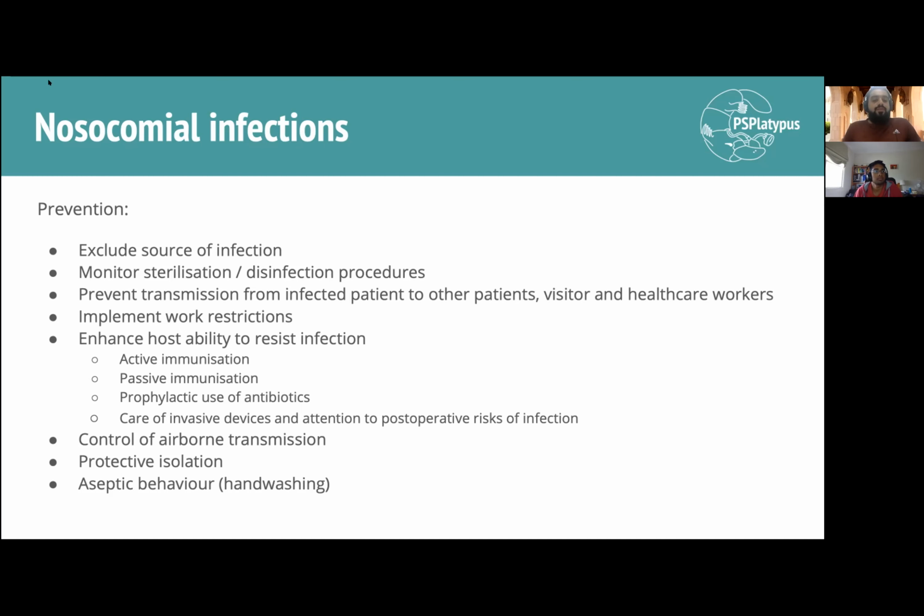We need to monitor sterilization and disinfection procedures, prevent transmission from infected patients to other patients, and implement ward restrictions. We also need to enhance host ability to resist infection. We need to strengthen the immune system by active immunization, passive immunization, and prophylactic use of antibiotics. We also need control of airborne transmission, protective isolation, and finally, aseptic behavior like hand washing and hand hygiene.